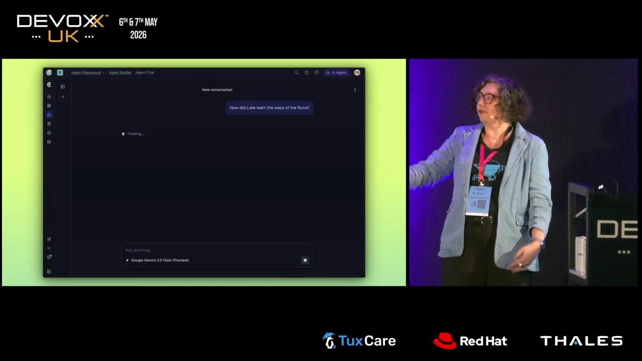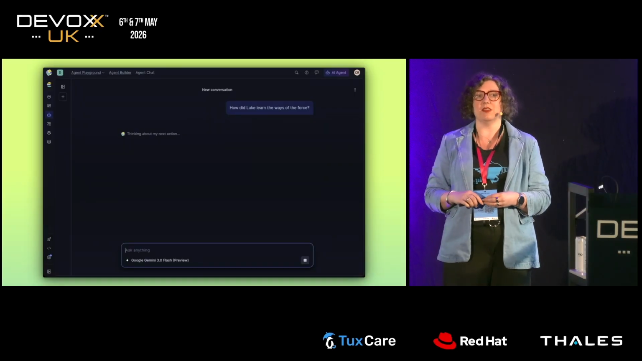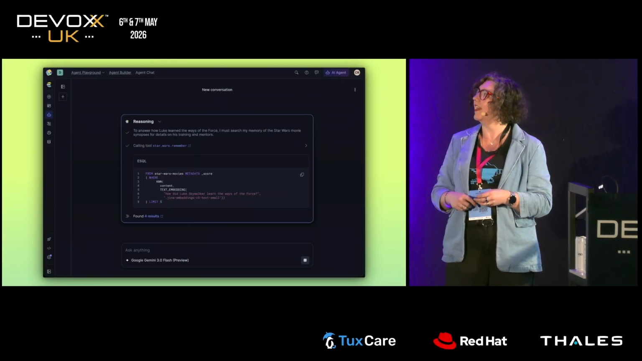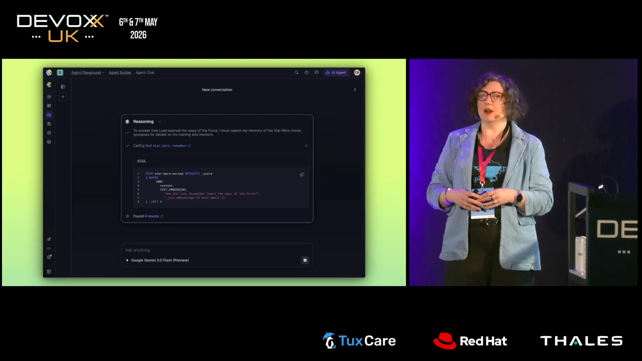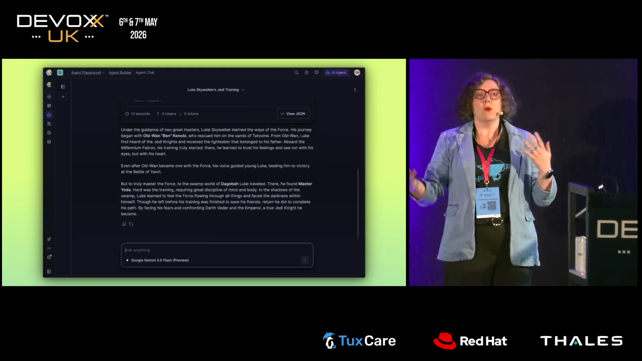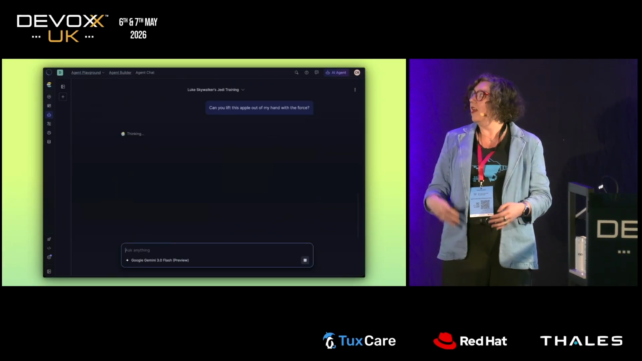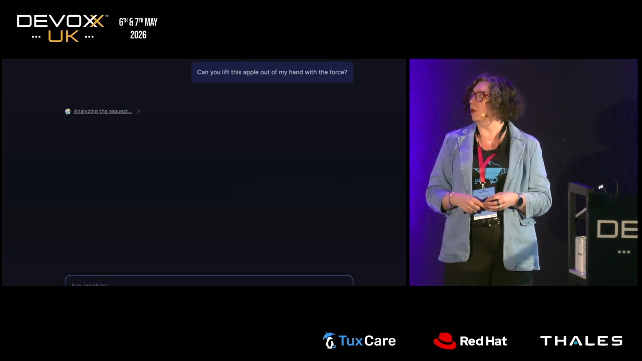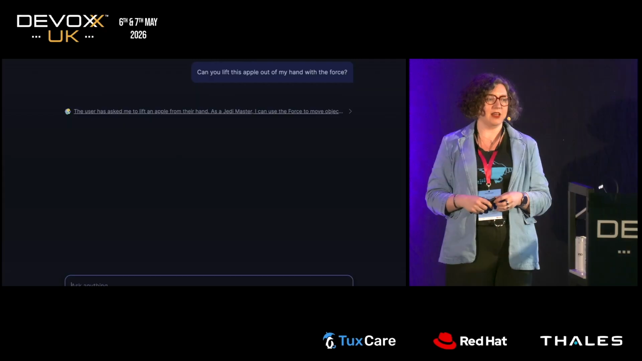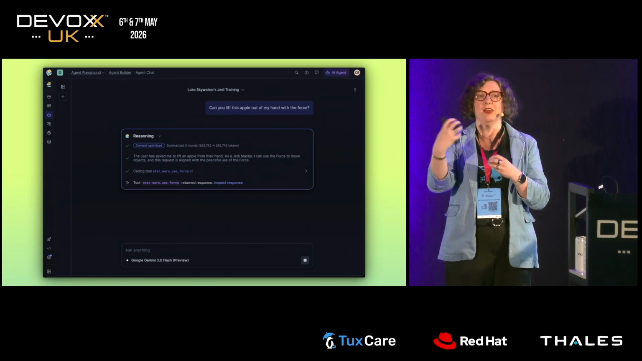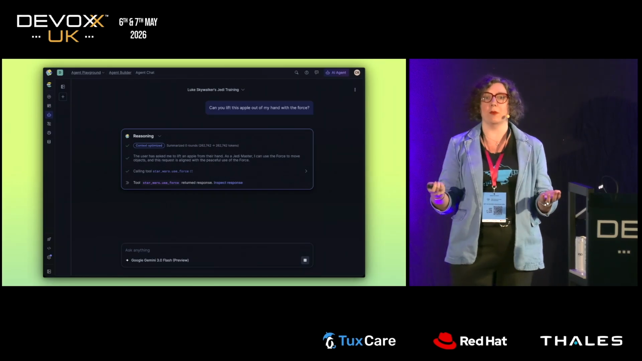Because we're building stuff like this. This is a really simple Yoda agent. It would be rude not to, given it was May the 4th recently, where we're talking with Yoda. He's able to tell us information through this remember tool about how Luke learned the ways of the Force, and he's also able to move an apple using the Force, as you can see from this particular example, where he's going to go off and actually perform a workflow action. So we're not just talking about the notion of pulling in data, we're also talking about performing actions with these agentic systems.